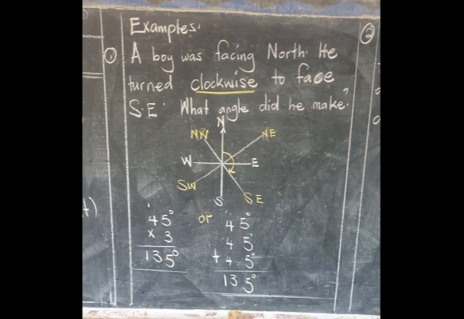Therefore, this boy covered 3 spaces. Remember, each space contains 45 degrees. Therefore, what do we do? We shall get 45 degrees times 3. Where do we get the 3? The 3 spaces that are shown in between the different directions that were covered by the boy. Therefore, 45 degrees times 3. When we multiply here, we shall get 3 times 5, which is 15.